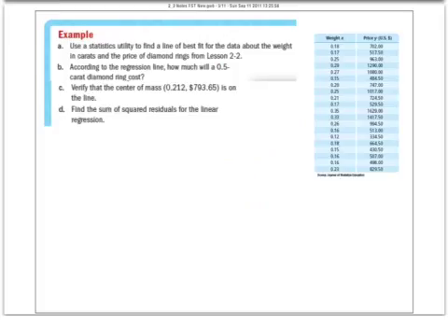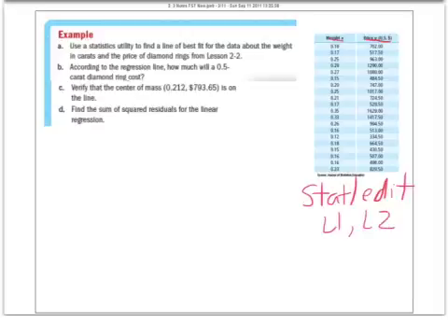Now, referring back to the data in section 2.2 on the diamond, we have the carat weight and the price. That's our x value and our y value, our independent and dependent variables. They want us this time to use a statistics utility, that basically means a calculator, to find the line of best fit. In class, I will show you how to do this, but if you want to jot some notes down for A, you're going to go to Stat, Edit, and enter the data into list 1 and then into list 2, in ordered pairs. So this will all be in the first ordered pair, the second ordered pair, and so forth.